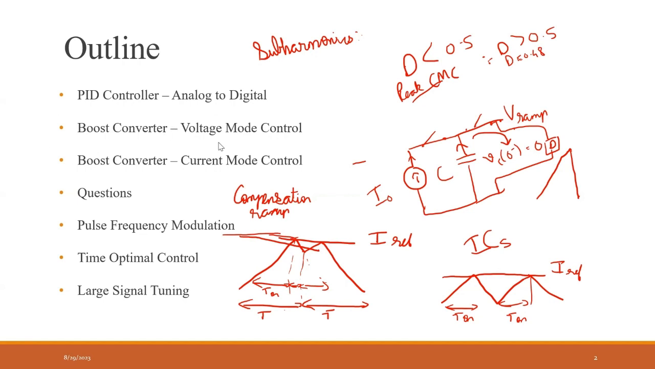Then we will study voltage mode control and how we decide the gains. For current mode control, how we will decide the gains. We will see some questions also. Then we will consider what pulse frequency modulation is, and if time permits, also time optimal control and large signal tuning. We will consider all these things.